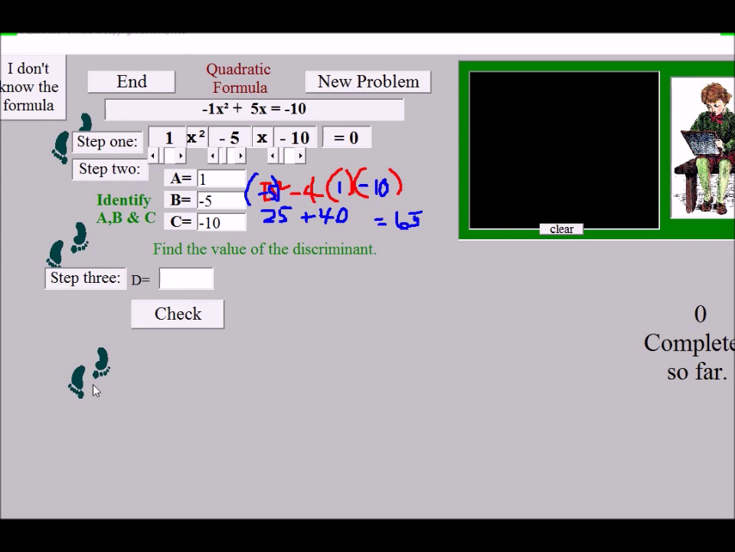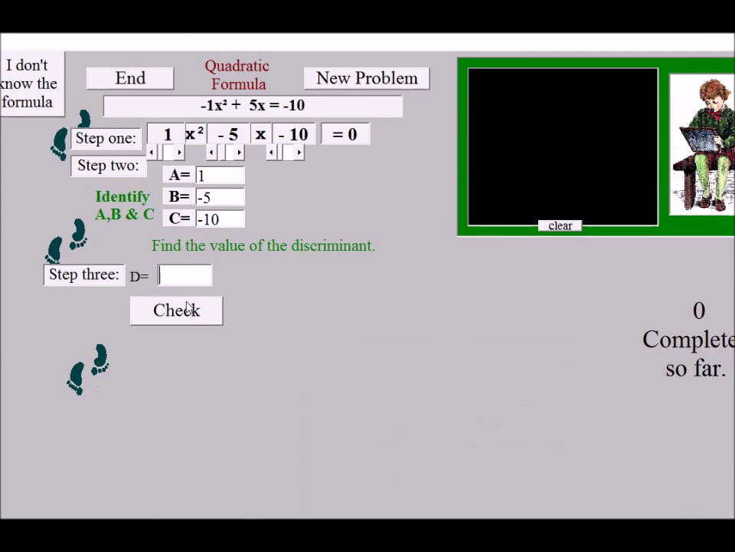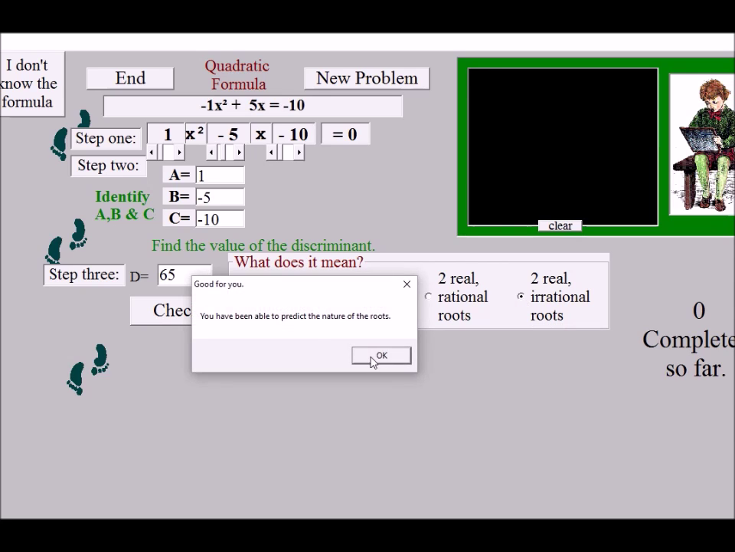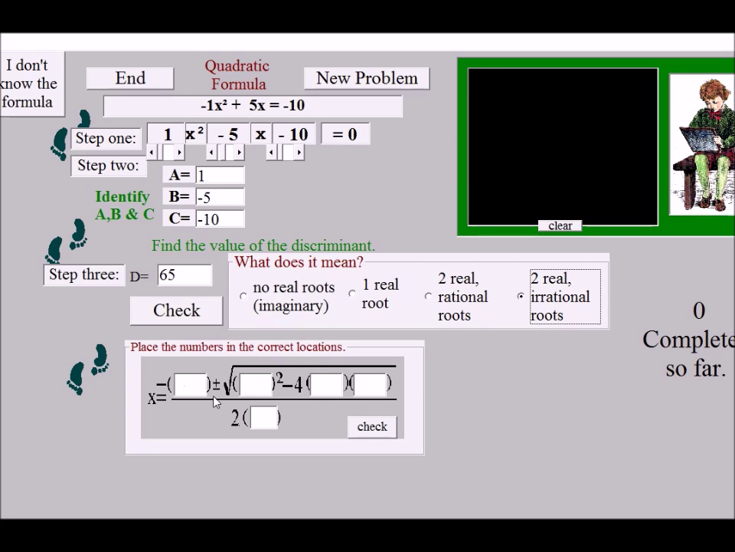So I'm going to minimize that. It's 65. What was I thinking? Check, we win. Now 65 is not negative. It's not 0. It's not a perfect square. So there are 2 irrational roots. And we'd have to work this problem out.